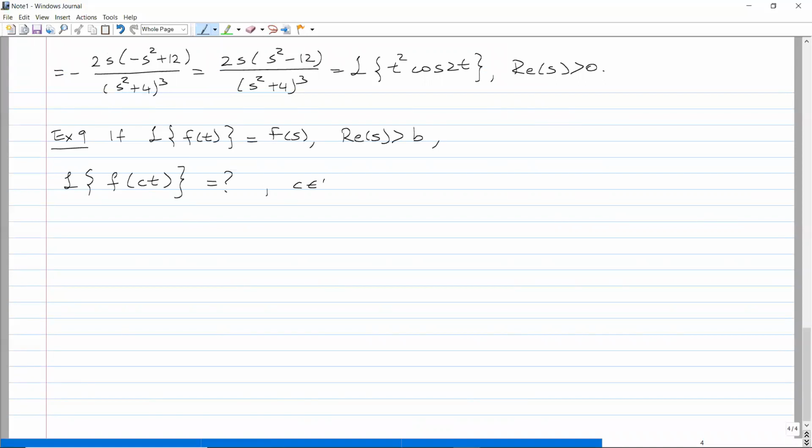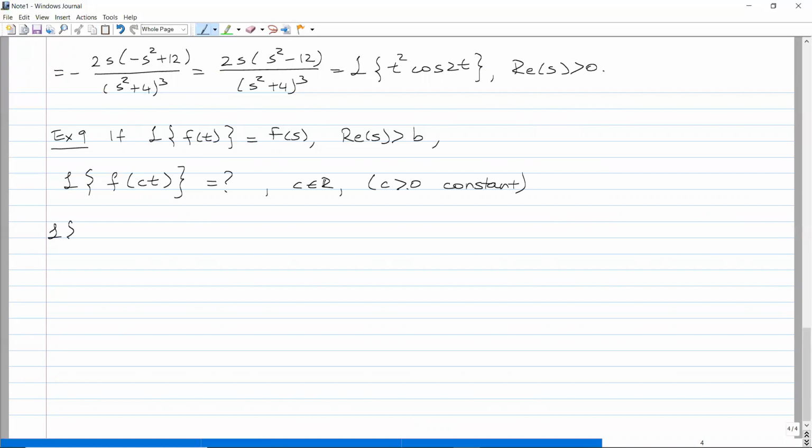Again, here c is a real number. Do we take a positive number? Okay, we will see. It is definitely not 0. Do we have to take it positive? Yes, I think so. So c greater than 0 constant. Okay, so what is the effect of changing the variable t by multiplication with a positive number c?